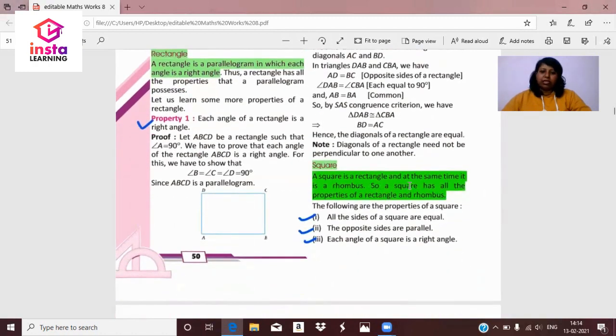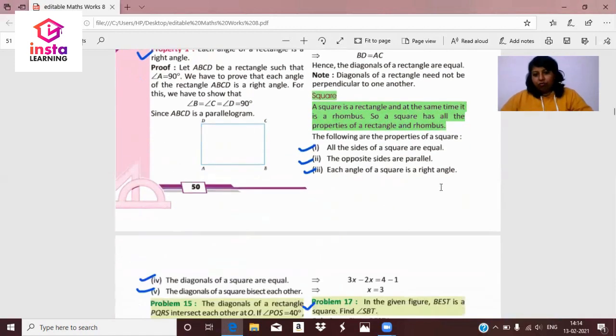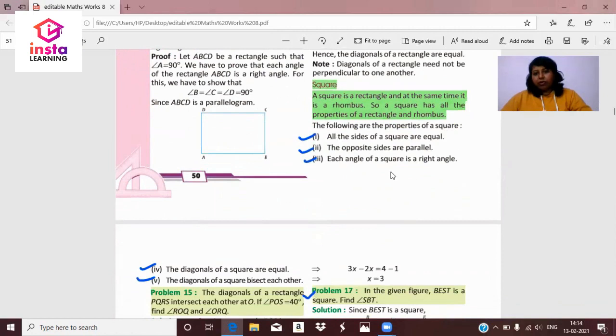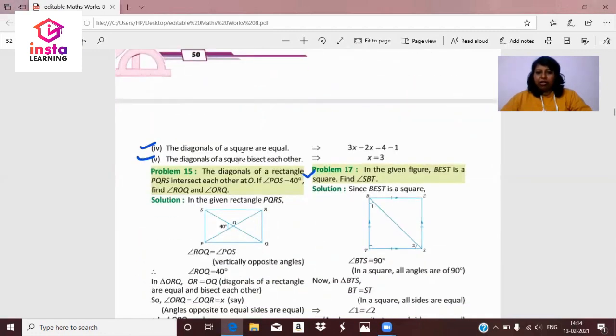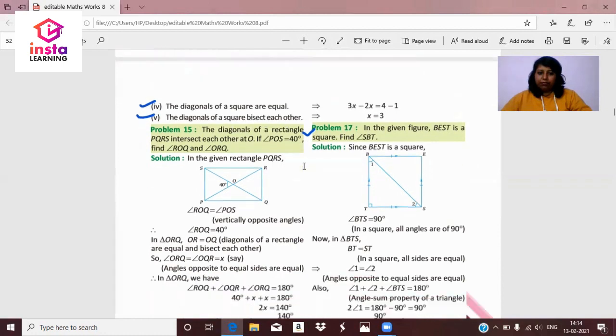Now square. A square is a rectangle and at the same time it is a rhombus also. It has all the properties of rectangle as well as rhombus. Following are the properties of the square. All the sides of the square are equal, as we all know. Opposite sides are parallel. Each angle of a square is a right angle. Diagonals of a square are also equal. Diagonals of a square bisect each other.